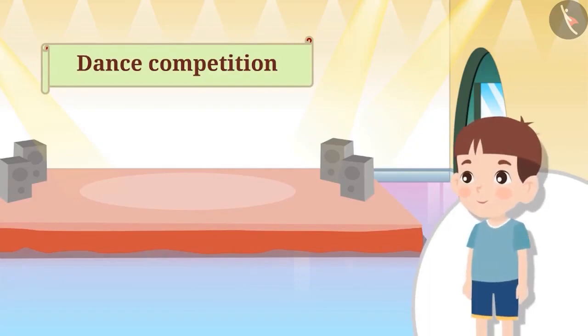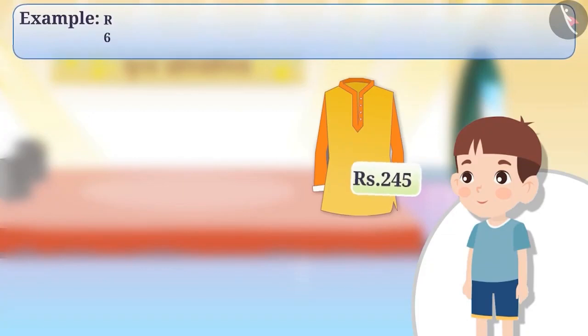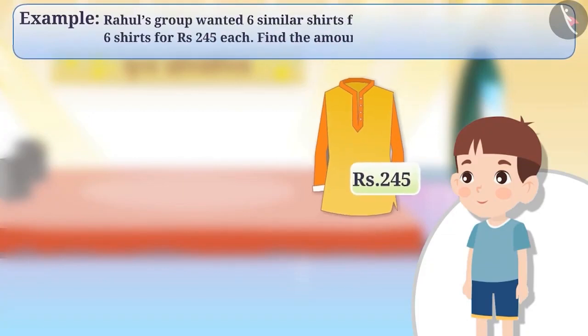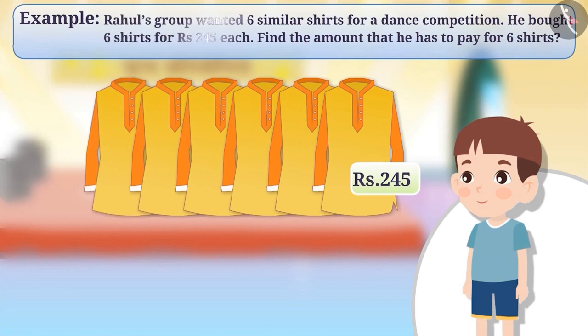Example 1. Rahul's group wanted 6 similar shirts for a dance competition. He bought 6 shirts for 245 rupees each. Find the amount that he has to pay for 6 shirts. Here, we have to find the amount Rahul has to pay for 6 shirts.